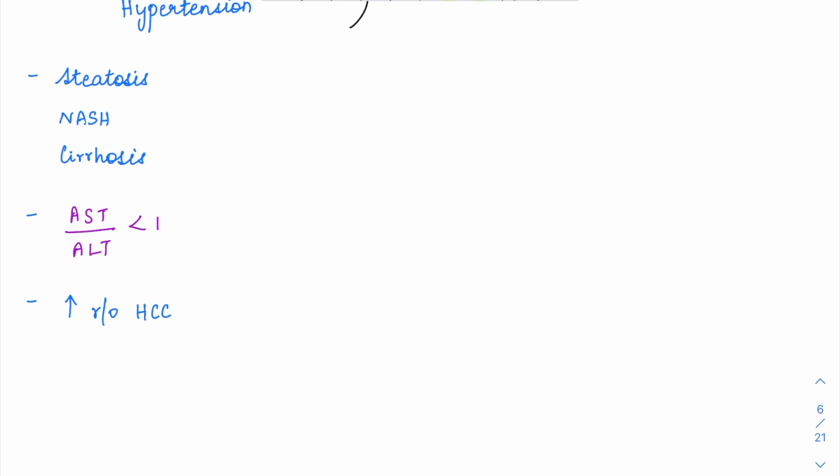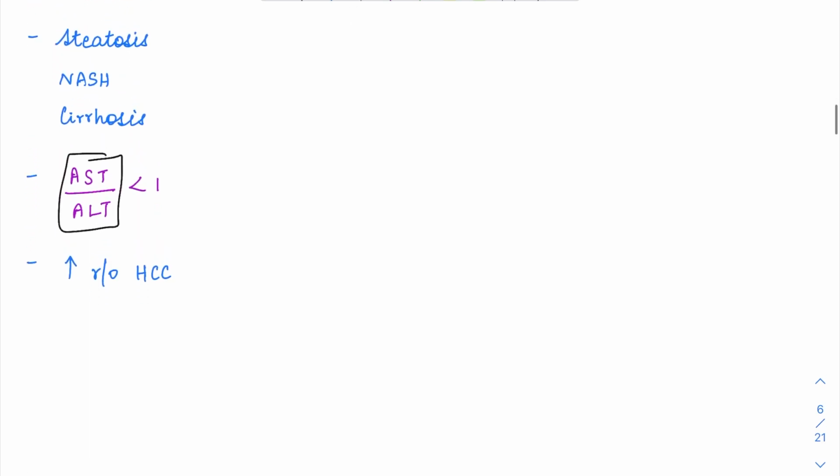And one important feature distinguishing between alcoholic and non-alcoholic fatty liver disease is the ratio between aspartate aminotransferase and alanine aminotransferase. So the AST to ALT ratio will be more than 2 in alcoholic liver disease, while it is going to be less than 1 in non-alcoholic fatty liver disease. Again here, NAFLD has an increased risk of transforming into hepatocellular carcinoma.